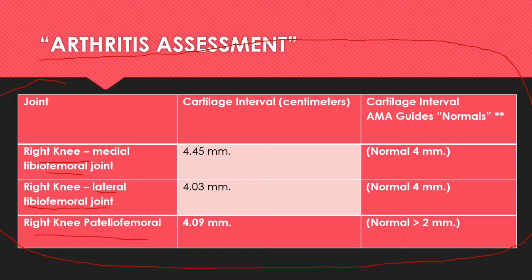And you provide the reader of the report with the findings of your measurements, and the patellofemoral measurement here. And then you give the reader of the report the AMA Guides' normals, so that the reader of the report can compare the examinee's findings with the normal findings described in the AMA Guides.